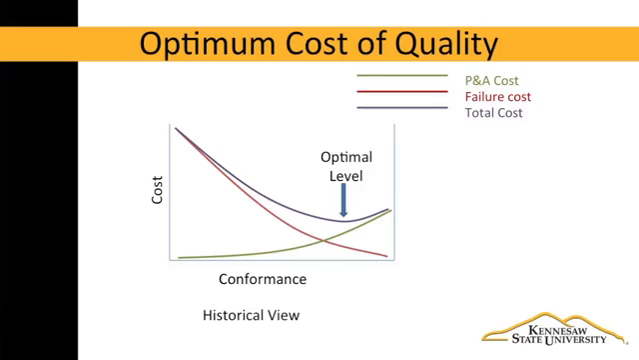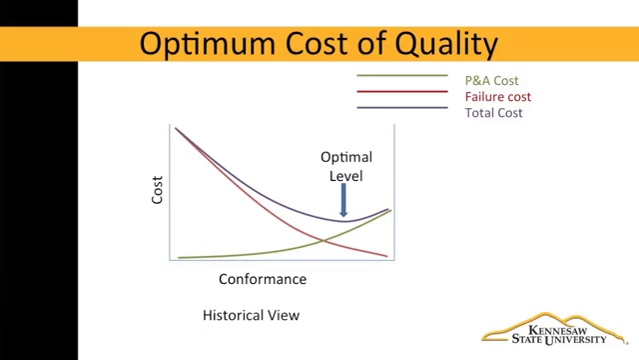So how good is good enough? Doesn't better quality cost too much at some point? A traditional view suggests that the optimum level of quality is less than 100%. This graph shows various costs in the y-axis and the level of conformance in the x-axis.